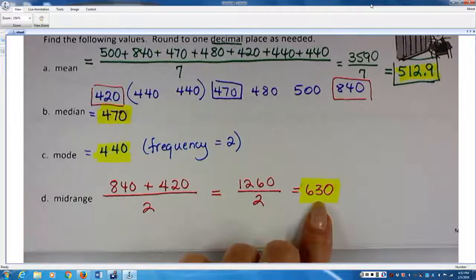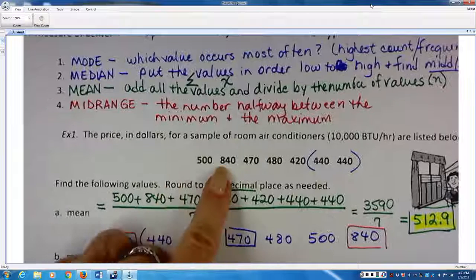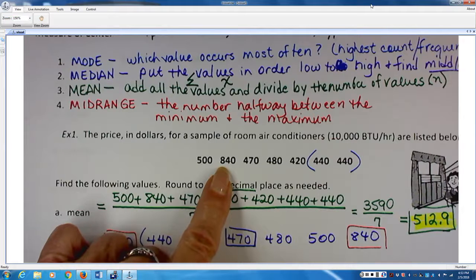Would you ever expect to pay $630? No, there's only one air conditioner that costs more than $630, and that's that 841. So unless you want the Cadillac of air conditioners, why would you buy that? Okay?